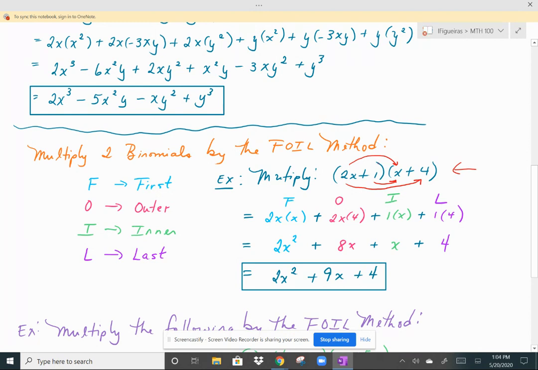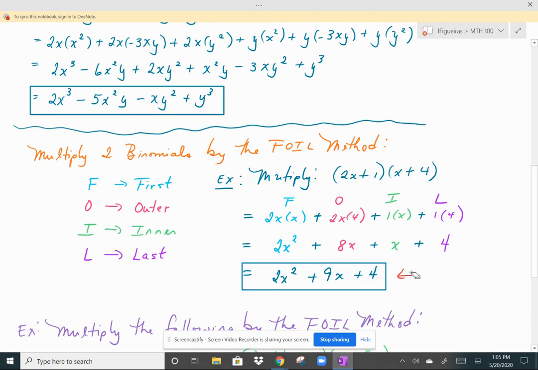And last are the second term in each binomial. That's 1 times 4. That's what I wrote in purple, which becomes 4. So when you multiply these out, you get this line right here, 2x squared plus 8x plus x plus 4. But my middle terms, my outer and my inner, are like terms. They combine to give you 9x. So your final answer is what you see here in the box, 2x squared plus 9x plus 4.